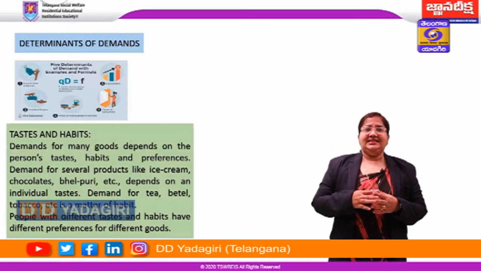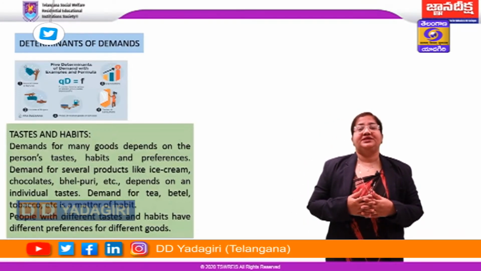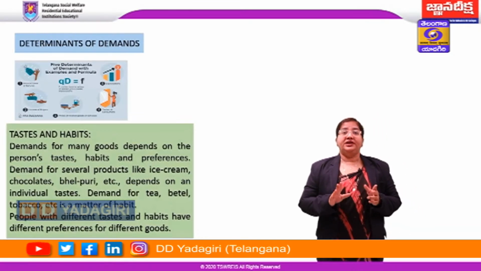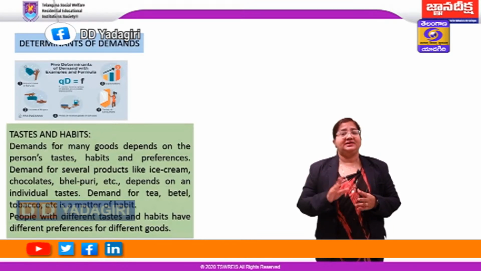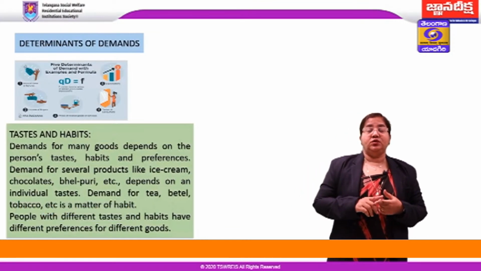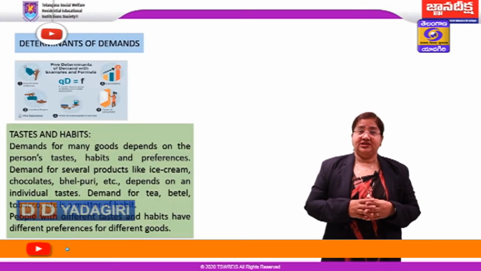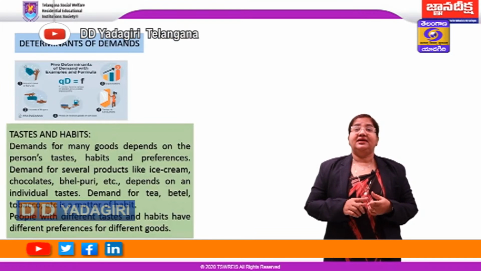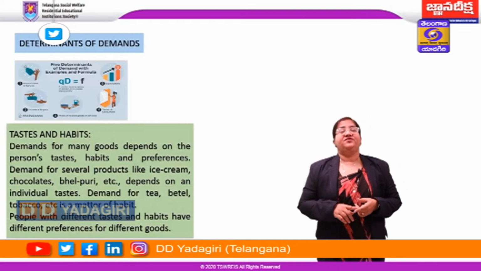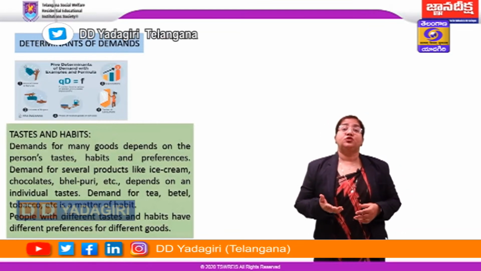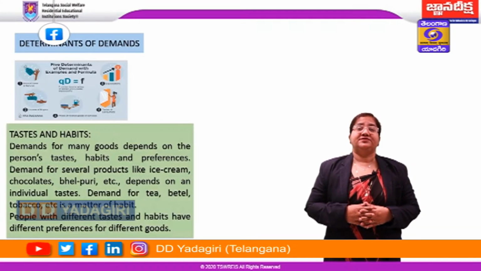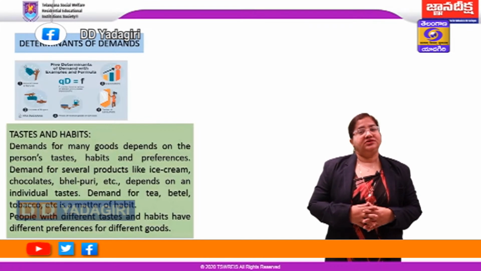People with different tastes and habits have different preferences for different commodities. A strict vegetarian will have no demand for meat at any price. Yes or no? Yes. Whereas a non-vegetarian who has a liking for chicken may demand it even at a higher price. Similar is the case with the demand for cigarettes among non-smokers and smokers. So this is actually one of the factors. Because of this factor, the demand undergoes changes.